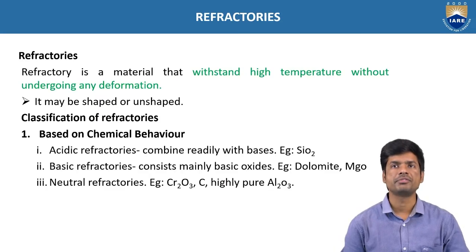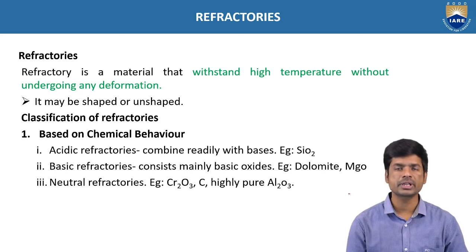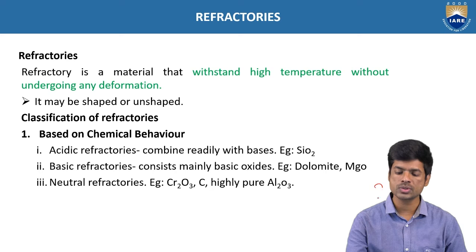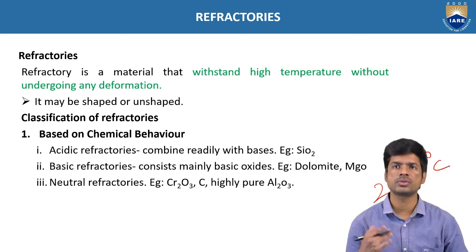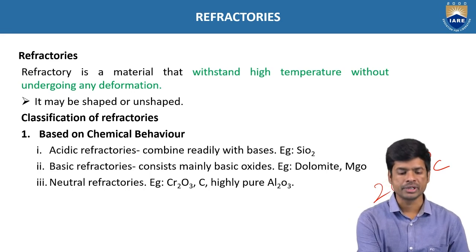So coming to the refractories, what do you mean by refractory? Refractory is a material that withstands high temperatures without undergoing any deformation. That means when you apply high temperatures, any material is going to get deformation. Every material has some limit for temperatures, right? So these refractories can take around 2000 degrees Celsius also. More than 2000 degrees Celsius also they can take without damaging the materials. That is the definition here.